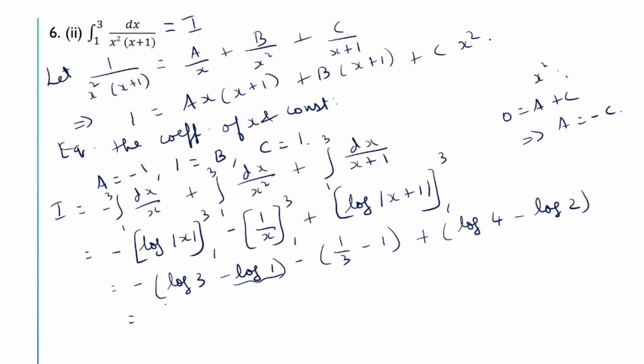So this is equal to minus log 3 plus 2 by 3 plus log 4 is 2 log 2, since log 4 is log 2 square, so log 2 square is 2 log 2. So this is 2 log 2 minus log 2. So it is 1 log 2, so it is plus log 2.